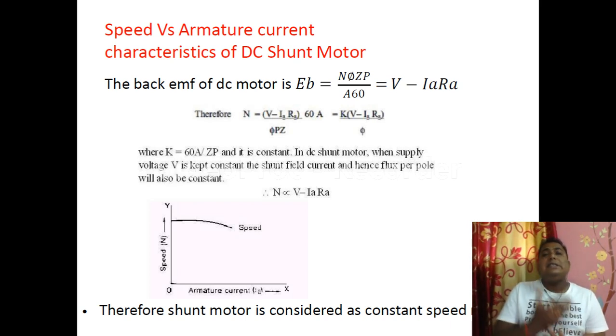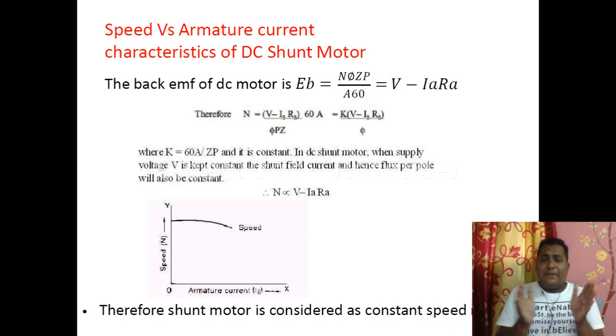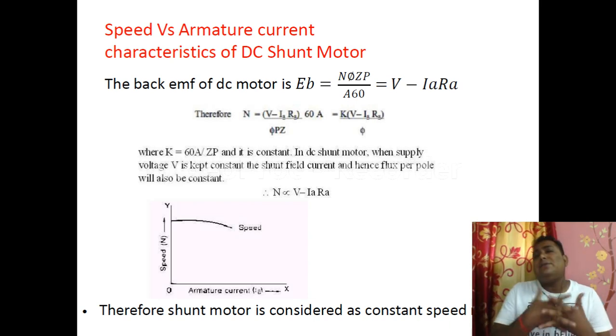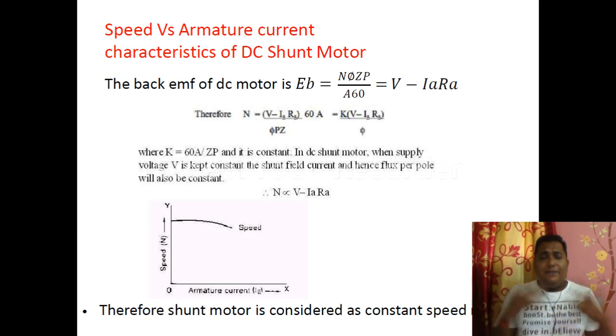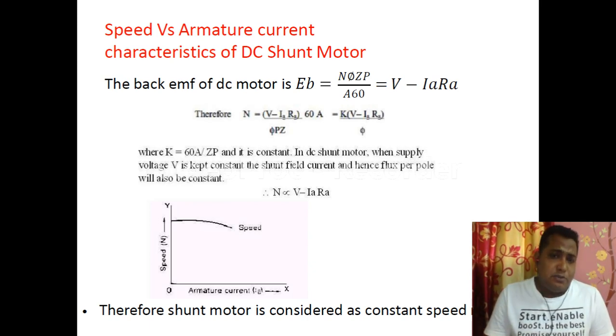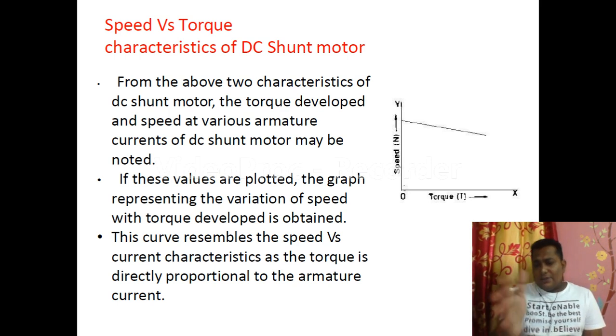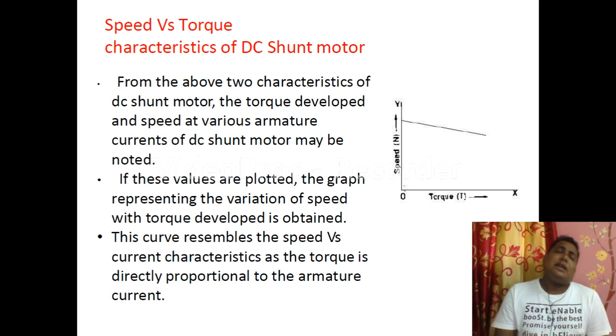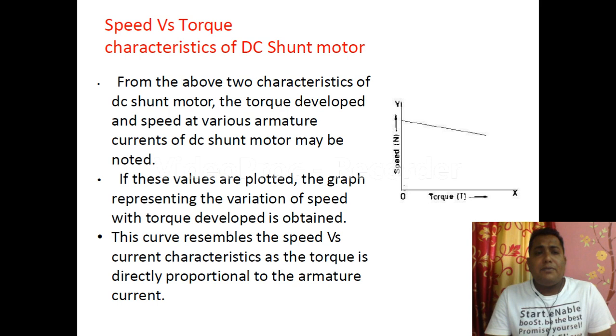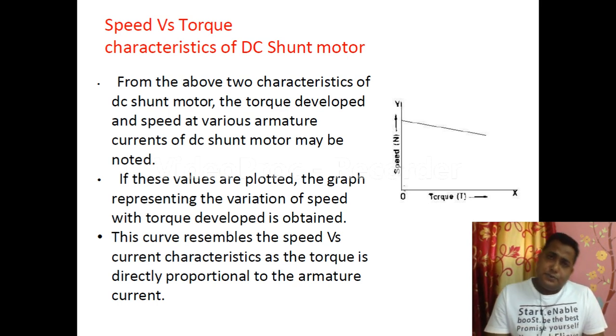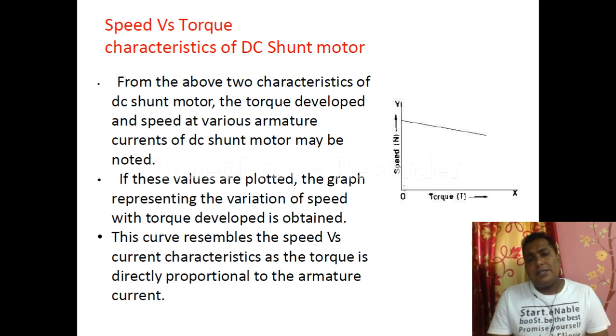Now when we continuously increase this torque value, what is going to happen? The difference V minus Ia into Ra is going to decrease, and if it is decreasing, the speed is going to decrease. That's why the same characteristics appear as we have seen in the case of speed versus armature current.